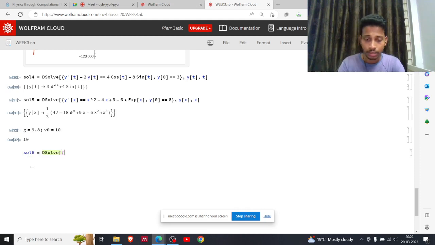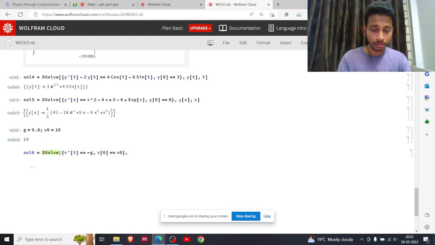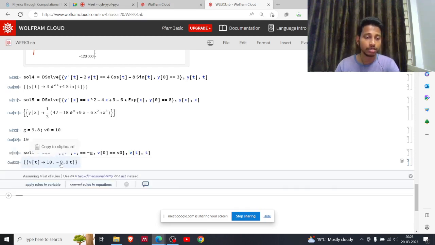Solve v'(t) equal to minus g, v(0) equal to v0, v(t), t. So this is the equation of motion for velocity, that is 10 minus 9.8 t.